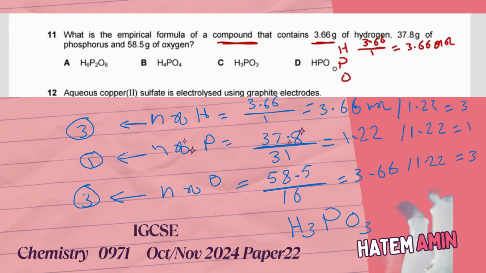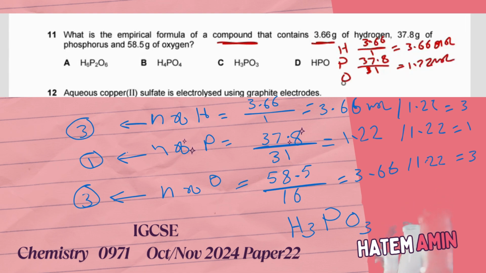What about the phosphorus? Its atomic mass number is 31. From where do we get these numbers? From the periodic table at the end of this paper. How many gram of phosphorus do we have? 37.8 over 31 equals 1.22 mole.